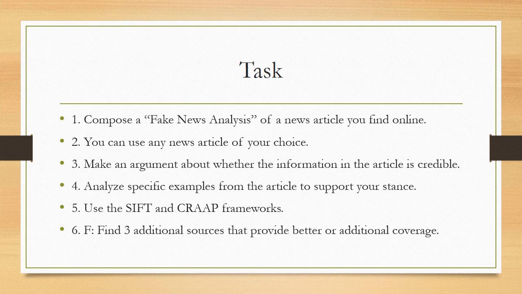I say better or additional coverage because you may well be arguing that the main source is very credible. So the additional articles don't have to disprove the claims of the main article. They can show that it is reliable, or they can show that it's not reliable. Technically the F stands for find better coverage, but I'm calling it find better or additional coverage because it can go either way. You can either argue that it's credible or not credible.